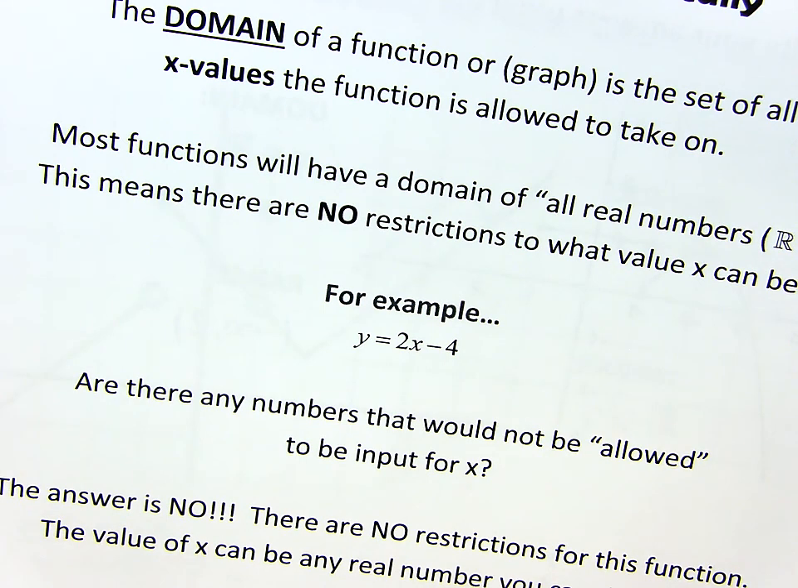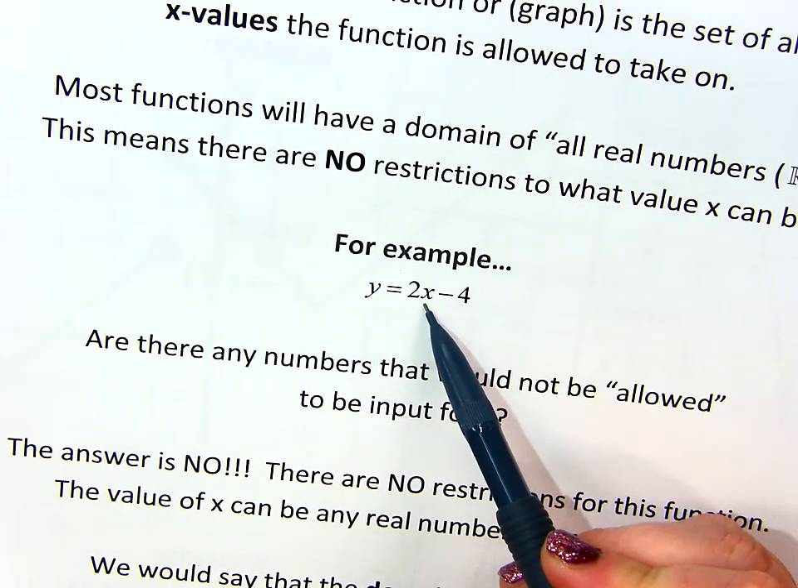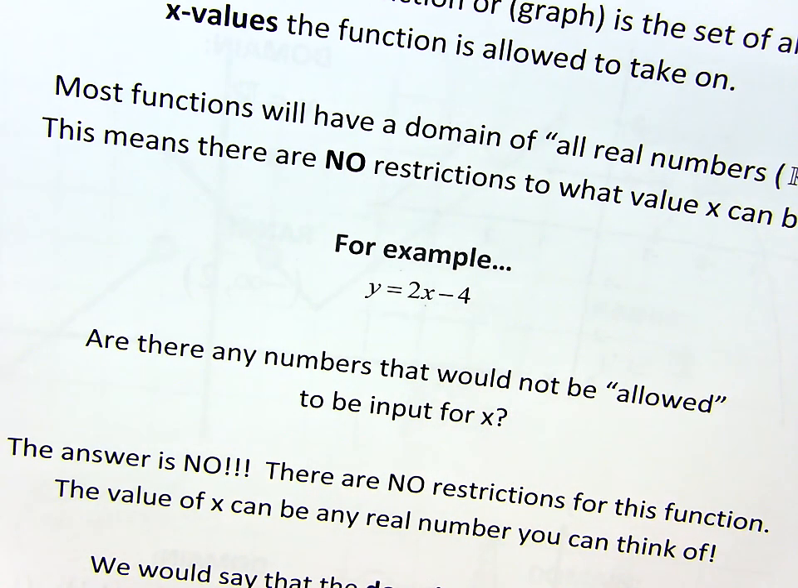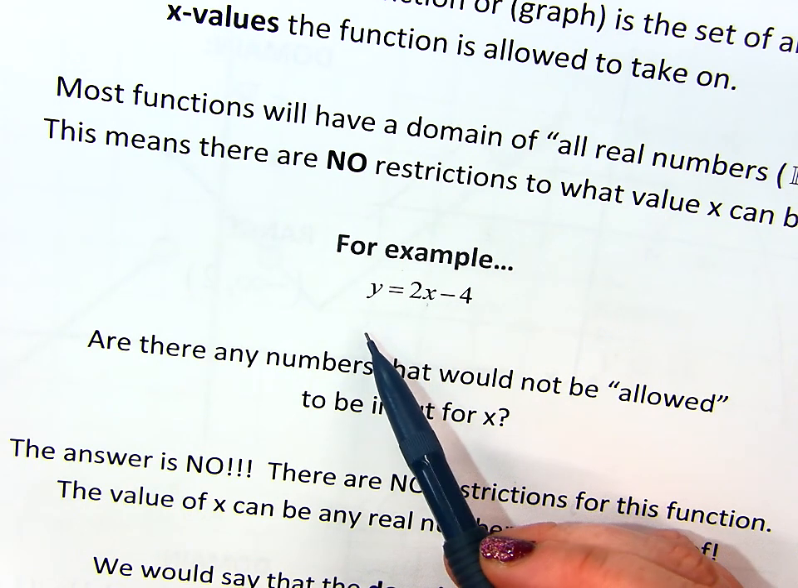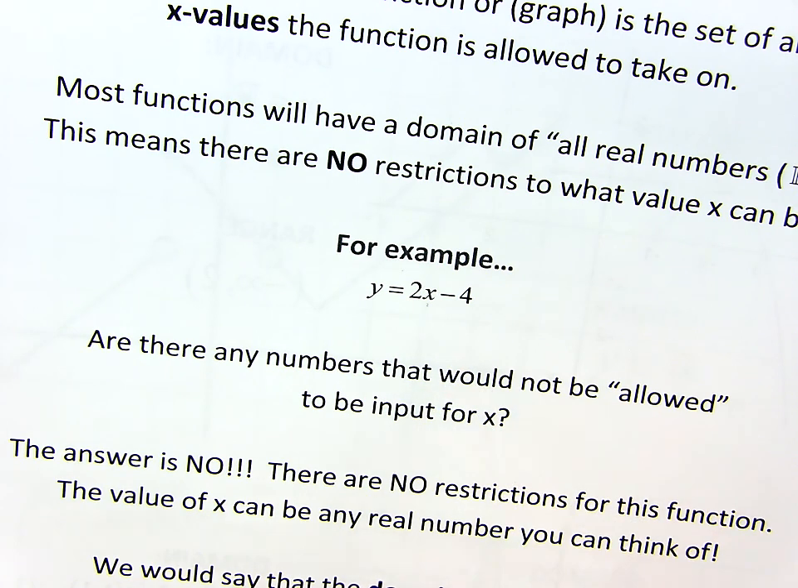Most functions will have a domain of all real numbers. That means there are no restrictions to what the x value can be. So here's an example. You can plug in any real number you want for x, and you will get an answer out for y always, right? You can plug in 1.275. You can plug in 1,000,000. It doesn't matter. You can plug in anything you like in the real number system, and you get a real number back out, right? For something like this. Agreed? Okay. But sometimes you can't.